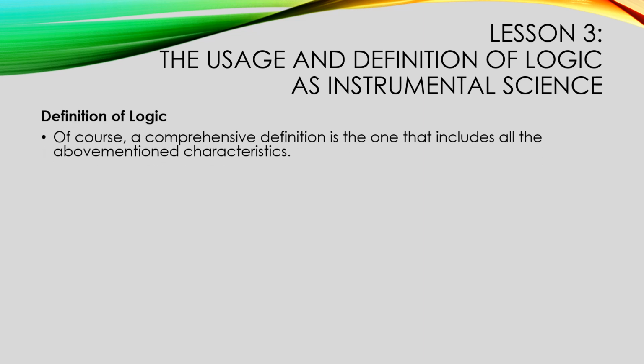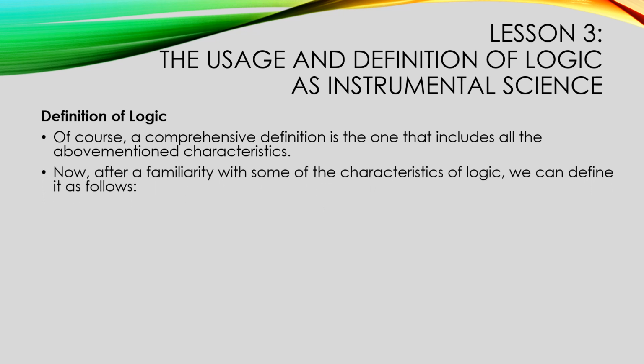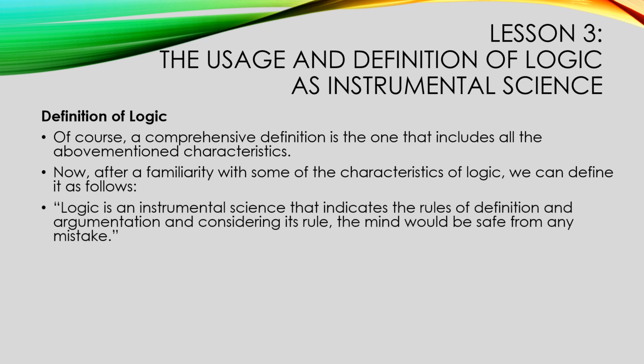Of course, a comprehensive definition is one that includes all the above-mentioned characteristics: subject-oriented, goal-oriented, and issues-oriented. Now, after a familiarity with some of the characteristics of logic, we can define it as follows. Logic is an instrumental science that indicates the rules of definition and argumentation, and by considering its rules, the mind would be safe from any mistake.